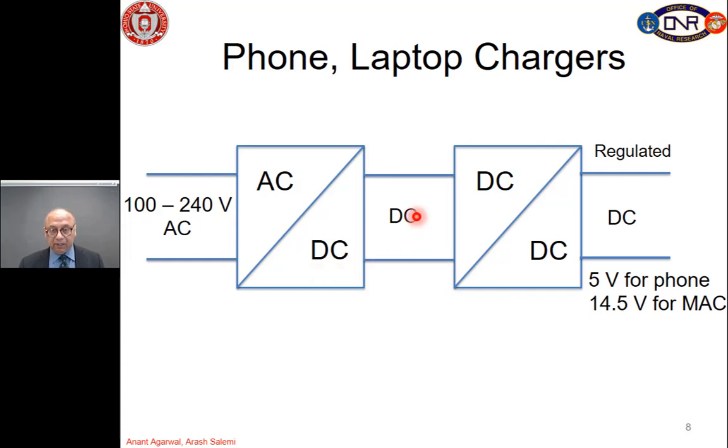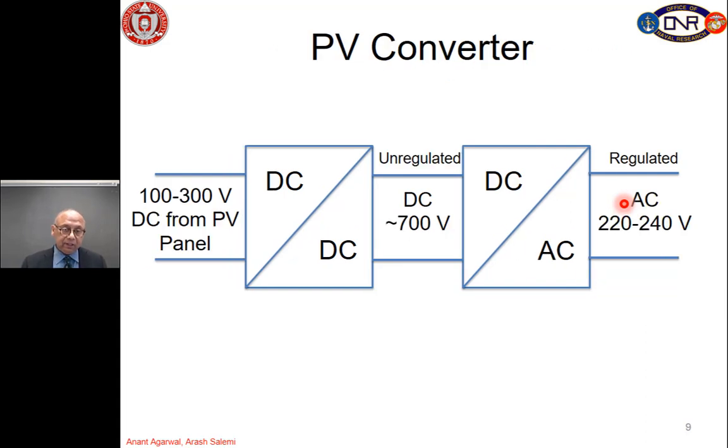And then we have a DC to DC bus, which then converts DC to DC and creates a regulated output for the phone or the laptop. So, this is one example where we can go from AC to DC using 2 stages.